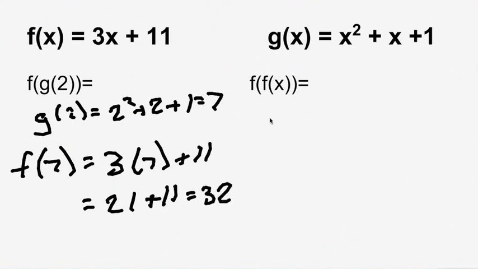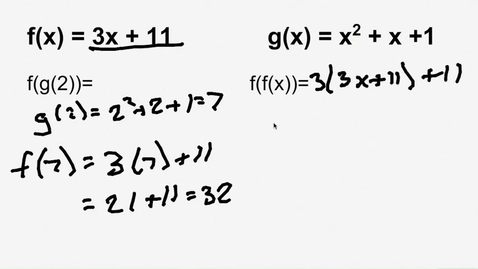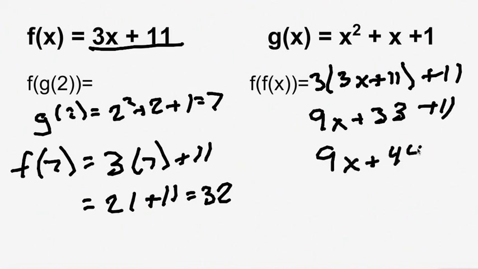And you can do f of g of x, which means that you're plugging in 3x plus 11 for each value of x. So that would give you 3, and then in for x you substitute in the whole equation. So 3 times 3x plus 11, and then plus 11. So you have 9x plus 33 plus 11, so 9x plus 44. So f of g of x is 9x plus 44.